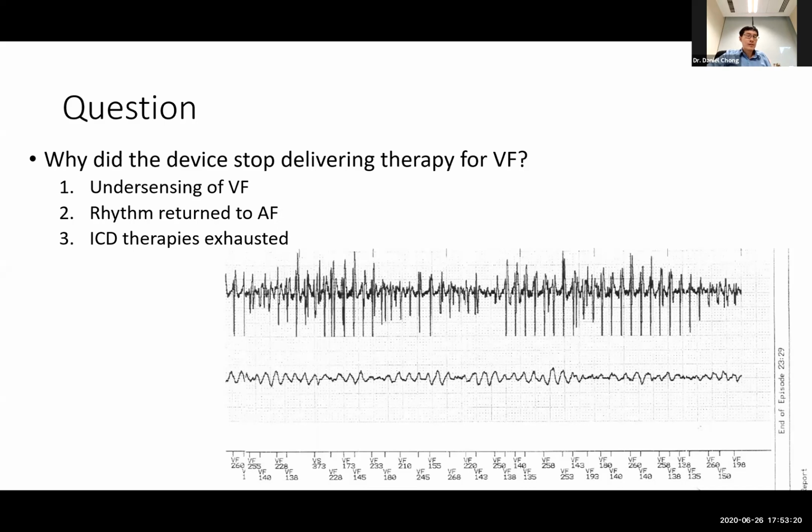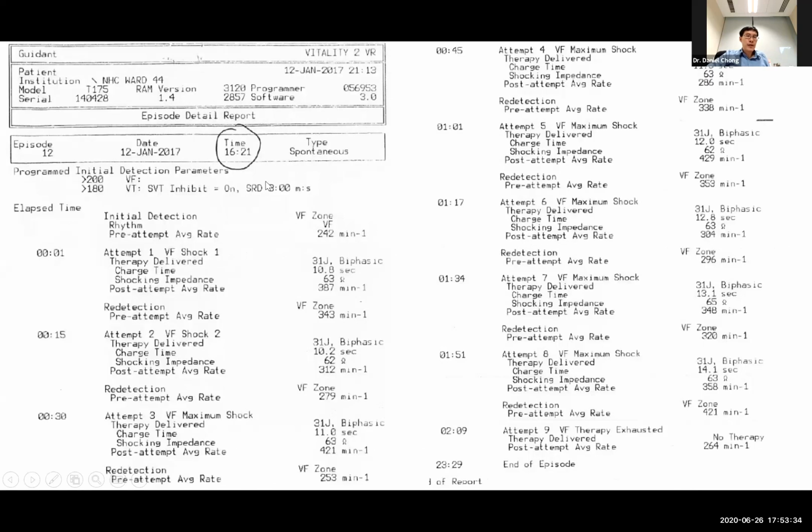So, okay, very good. ICD therapy is exhausted. Okay, so a majority got it right. That's the correct answer. ICD therapies were exhausted. So this is a patient, and you can see that after a series of 9 shocks, the VF therapy was exhausted, and no further therapy was delivered.